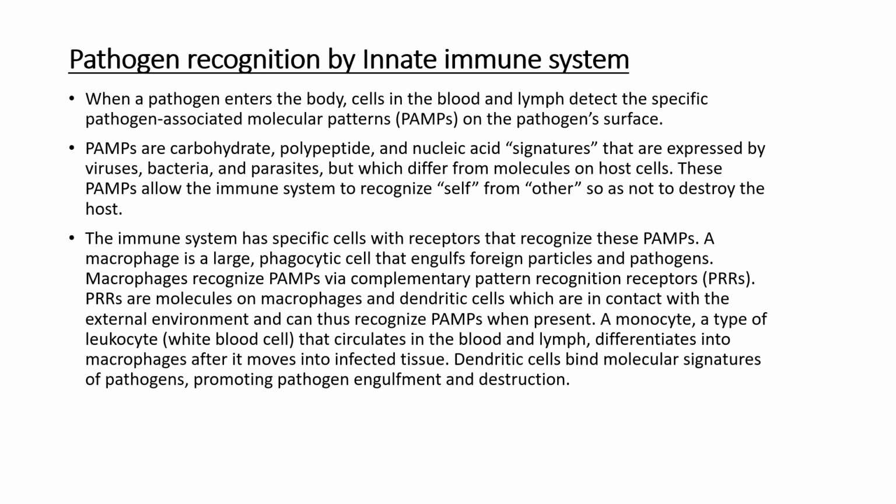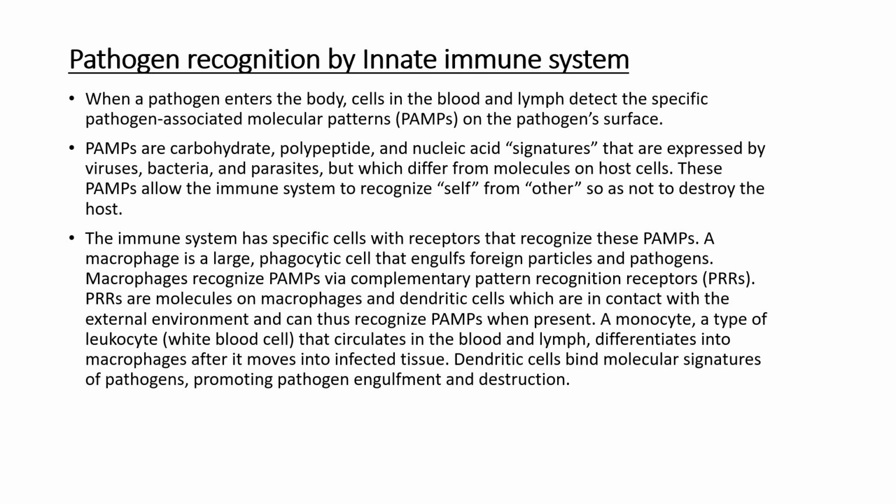The immune system has specific cells with receptors that recognize these PAMPs. A macrophage, which is a large phagocytic cell that engulfs foreign particles and pathogens, recognizes the PAMPs via complementary pattern recognition receptors, or PRRs. The PRRs are molecules on macrophages and dendritic cells which are in contact with the external environment and can thus recognize the PAMPs when present.